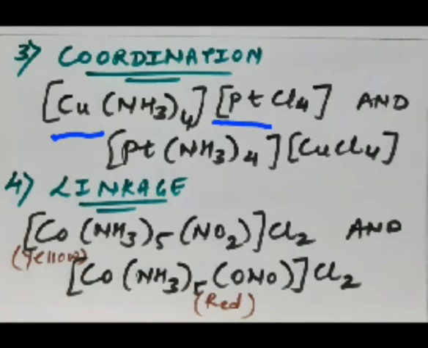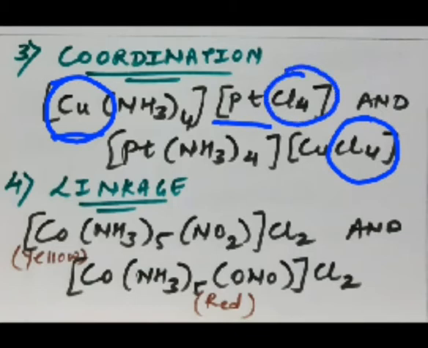As you can observe, in the first isomer you have 4 amine ligands coordinated with the central copper, and in the second case you have 4 chlorine ligands coordinated with the copper ion. Similarly, platinum is coordinated with 4 chloro ligands, and in the other isomer it is coordinated with 4 amine ligands, right. So, that is about coordination isomerism.